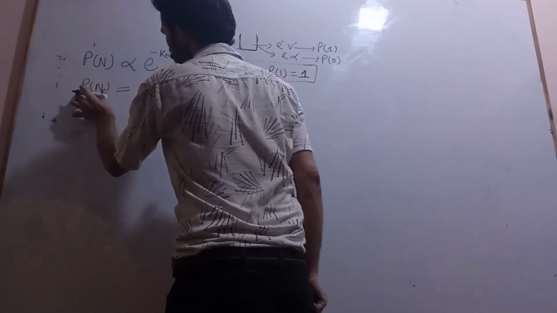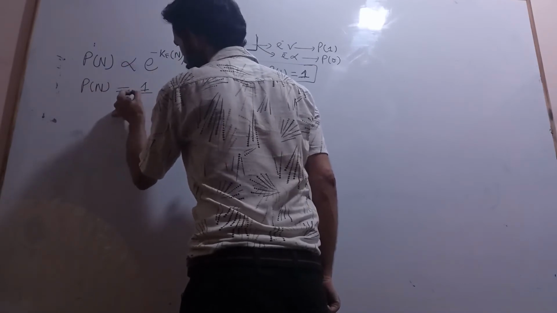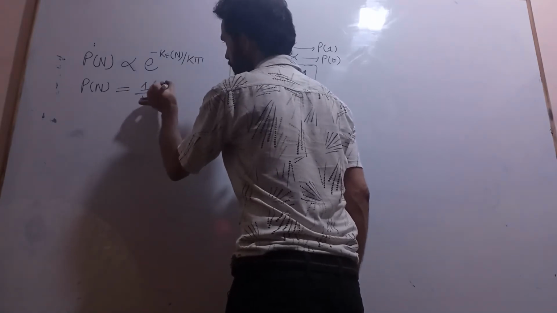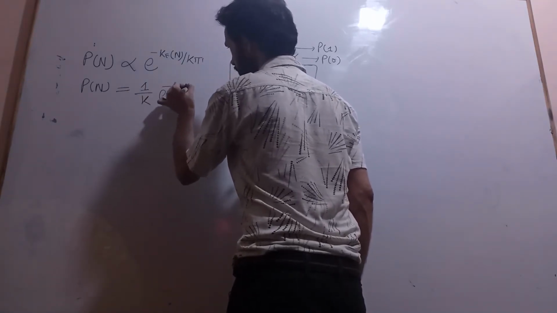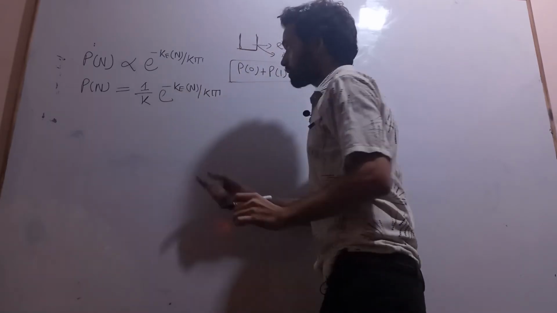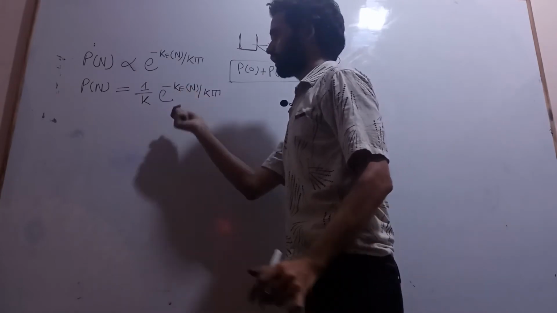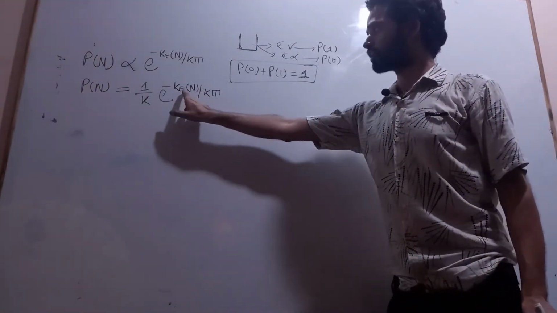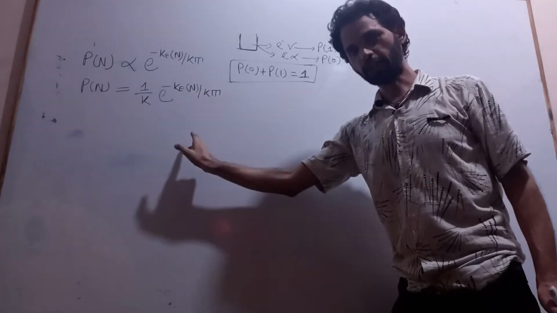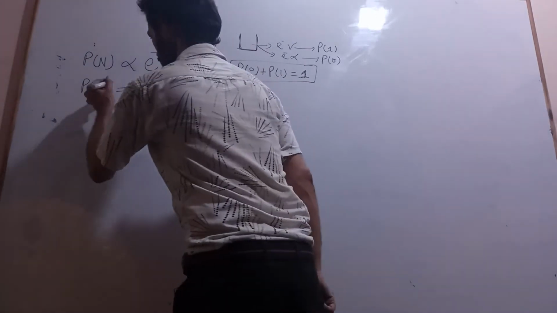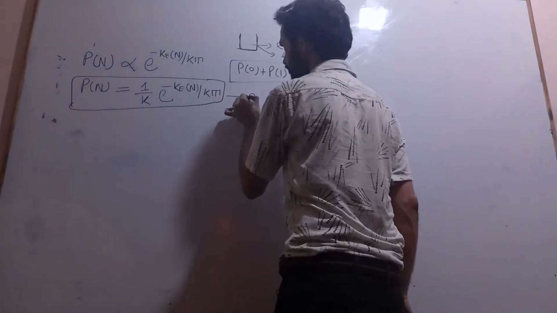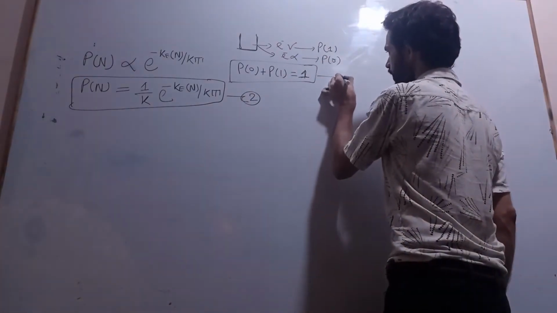Now this p of n, the proportionality constant, let us assume it is 1 by k. So p of n is 1 by k into e to the power minus ke of n divided by kt. This ke is nothing but the energy of one particle, the kinetic energy of the particle, the electron. Now let us take this as equation number 1.